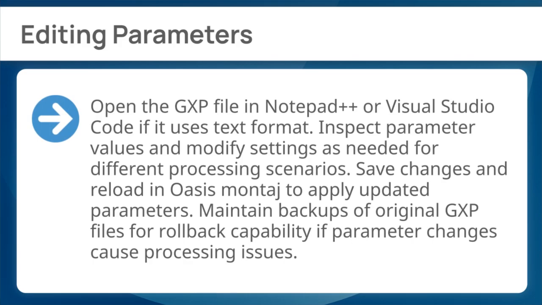Next, editing parameters. Open the GXP file in Notepad++ or Visual Studio Code if it uses text format. Inspect parameter values and modify settings as needed for different processing scenarios. Save changes and reload in Oasis Montaj to apply updated parameters. Maintain backups of original GXP files for rollback capability if parameter changes cause processing issues.